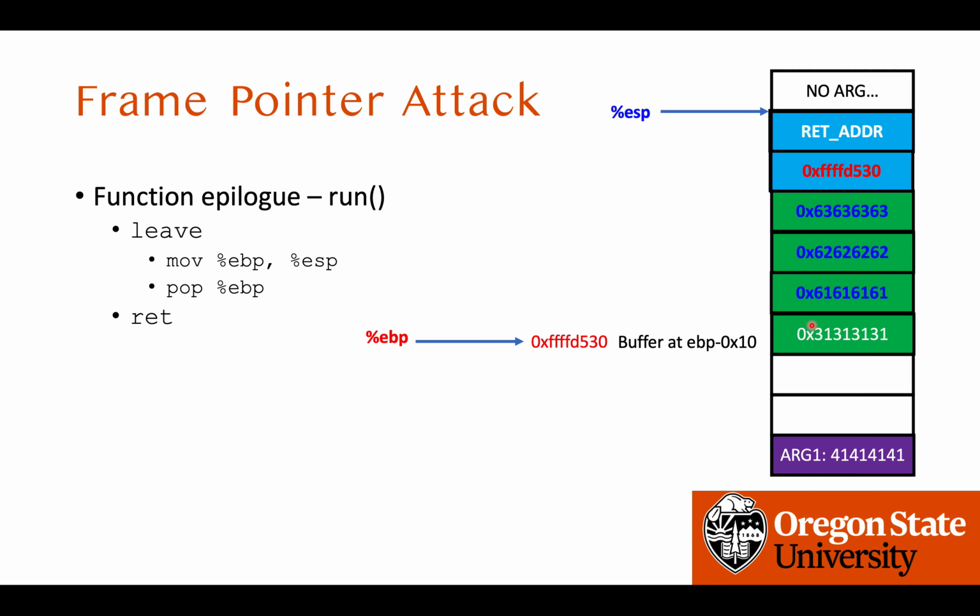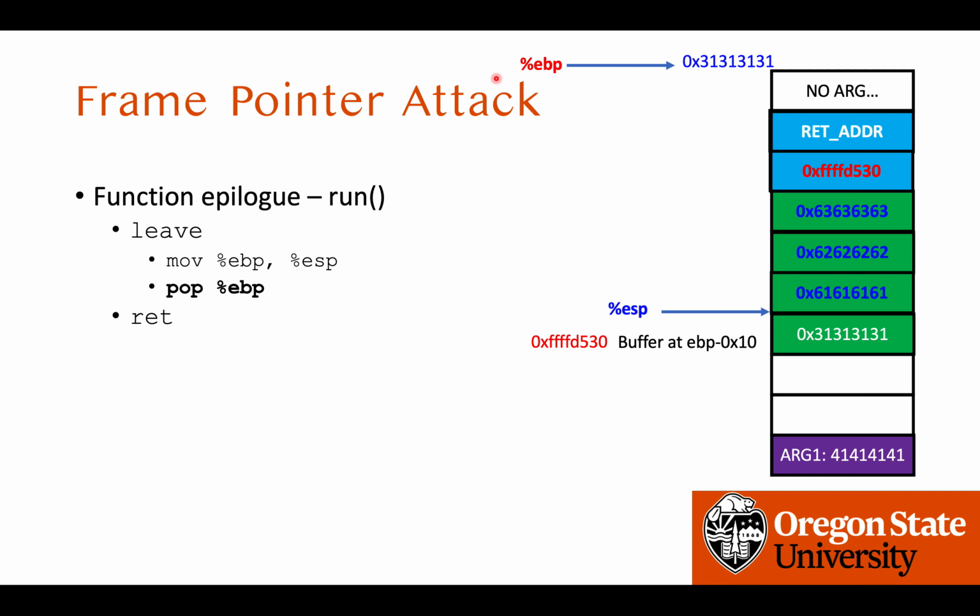And then in the second leave and return in the run function, it will move ESP. It should move ESP up to EBP, but right now it will move ESP down to EBP. And then run pop EBP, which means ESP will be plus 4, and then pop EBP means it will get this value as the value of the EBP.